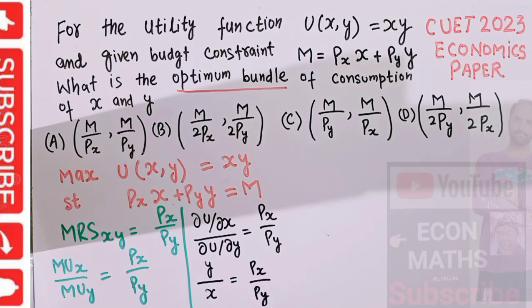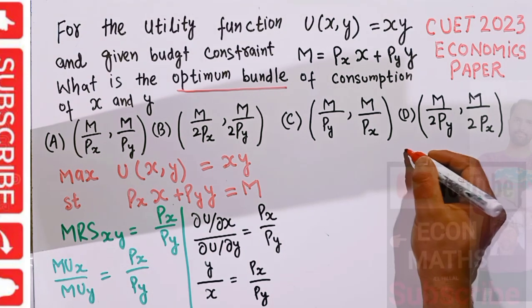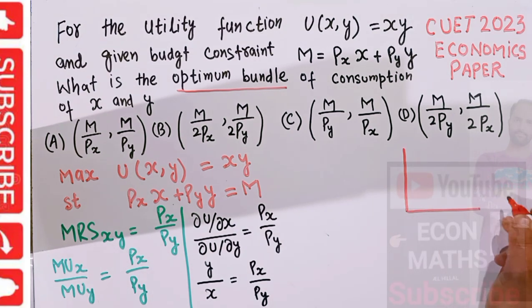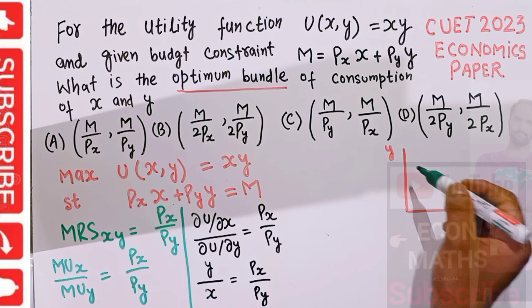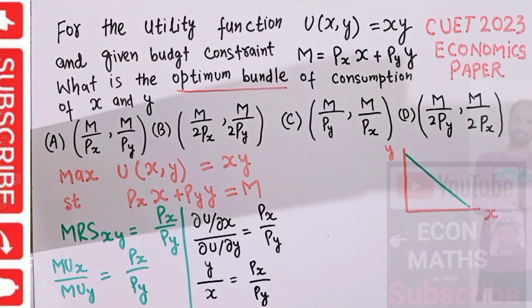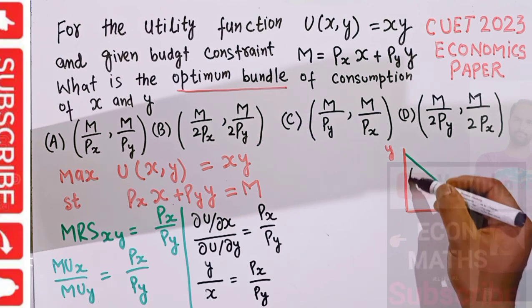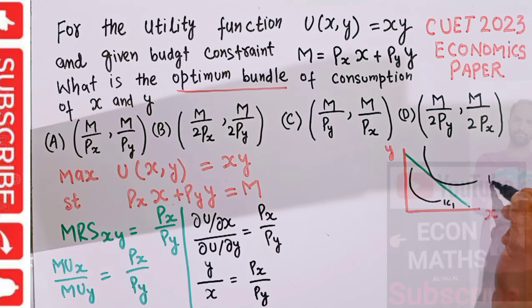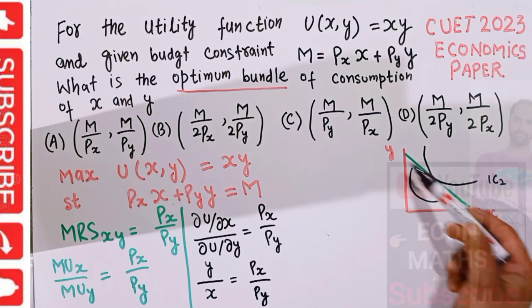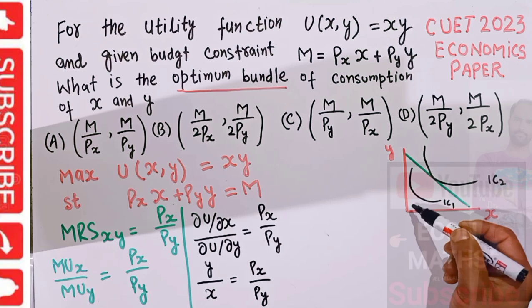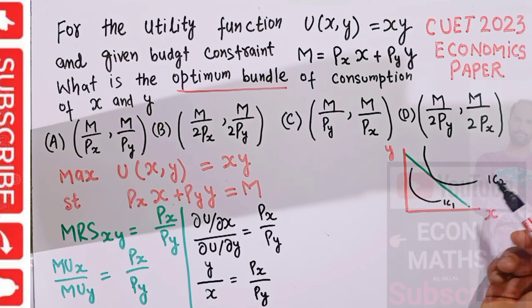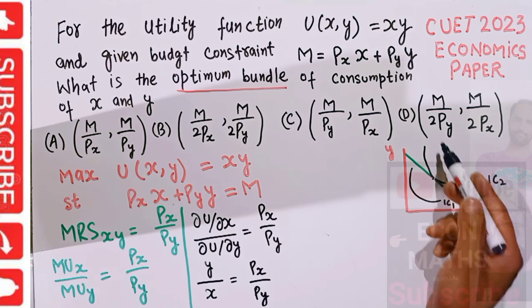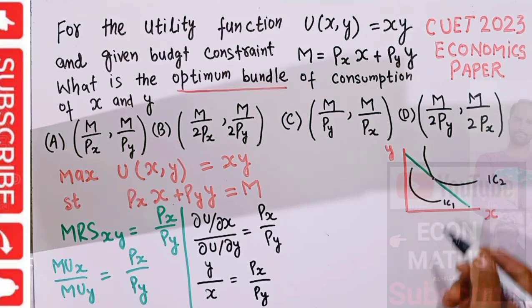What exactly is meant by this on the graph? Let's draw a small graph to save the space here. So we have good x and good y here. We have the budget constraint for the consumer. Given this budget constraint, the consumer wants to reach the highest possible indifference curve. Let us say this is IC1. Similarly, we have IC2. So with the given budget, the consumer wants to reach the highest possible indifference curve, and the optimal bundle will lie at a point where the indifference curve and budget line are tangent to each other.